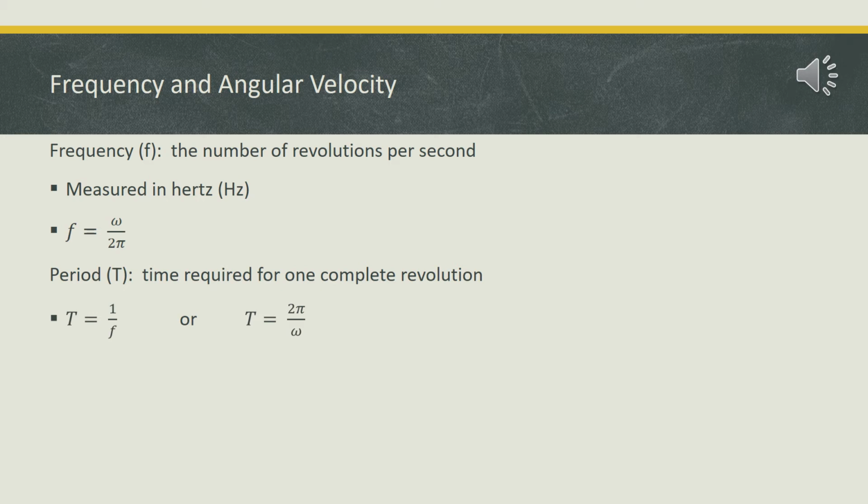Period, capital T, is the time required for one complete revolution. Period is equal to inverse frequency, or 1 over f, or you can just invert the formula for frequency and make it 2 pi divided by omega. Now, if that gets a little confusing, just remember they're just opposites of each other.